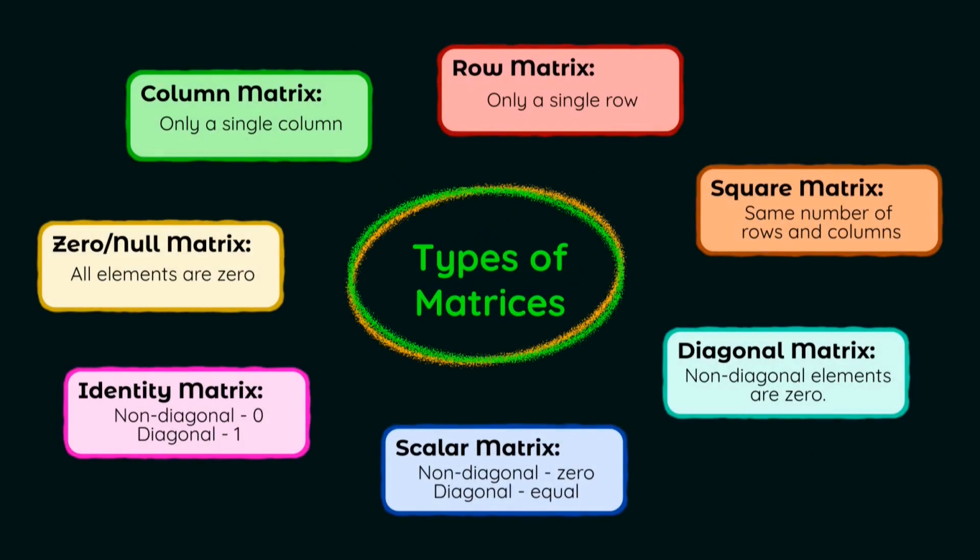Now let's have a quick mind map of all the types of matrices we have discussed. There are a total of 7 types of matrices, starting with column matrix, which only has a single column, row matrix, only a single row, square matrix, same number of rows and columns, diagonal matrix, all the non-diagonal elements are 0, scalar matrix, all the non-diagonal elements are 0 and diagonal elements are all equal. In identity matrix, non-diagonal elements are 0 and diagonal elements are 1. And finally zero or null matrix, all the elements are 0.